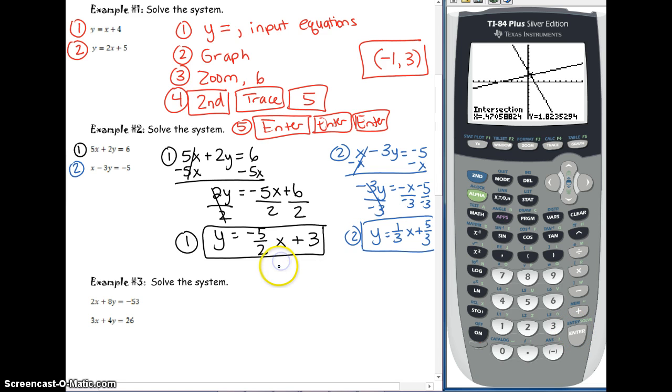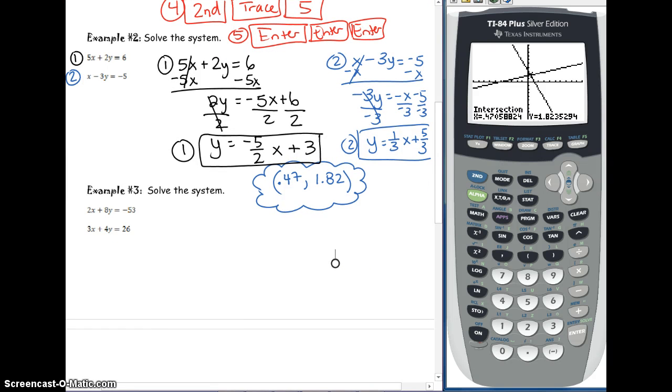Okay, so our answer is 0.47 comma 1.82. That's our final answer. That's the intersection location. All right. We have one more problem that we're going to do, and then we'll kind of meet up in class. Here is what it looks like. Look at example number 3.